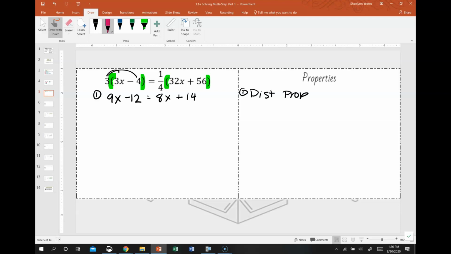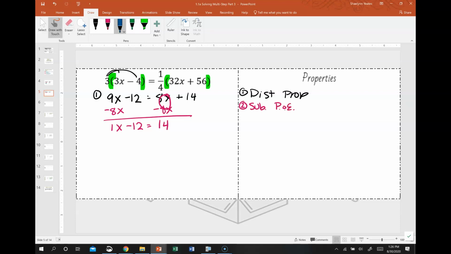Okay, then my second step, I'm going to get all my x's on one side. So I'm going to subtract 8x on the right so I can have all my x's on the left. So 9 minus 8 is 1x, and then the minus 12 remains the same. This 8x minus 8x goes to 0, and then I'm only left with a 14 on this side. All right, so I subtracted, so this is my subtraction property of equality.